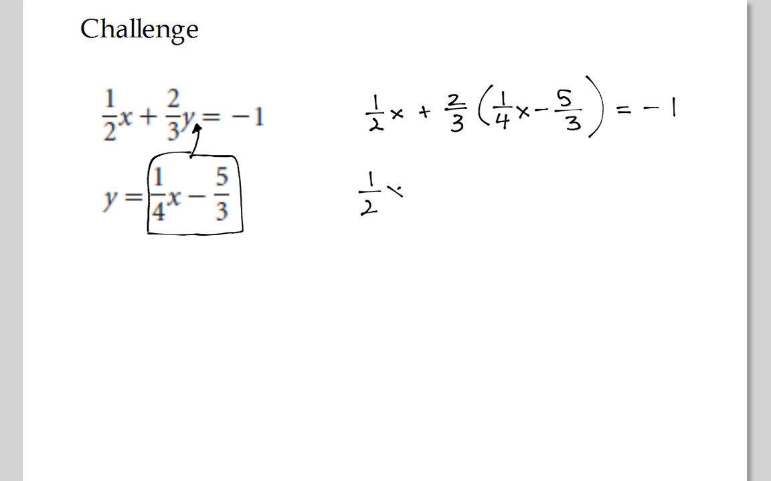So we have 1/2 x. The 2/3 is going to multiply in. So you get 2 times 1 is 2, 3 times 4 is 12. And then we got 2 times 5 is 10, and 3 times 3 is 9.